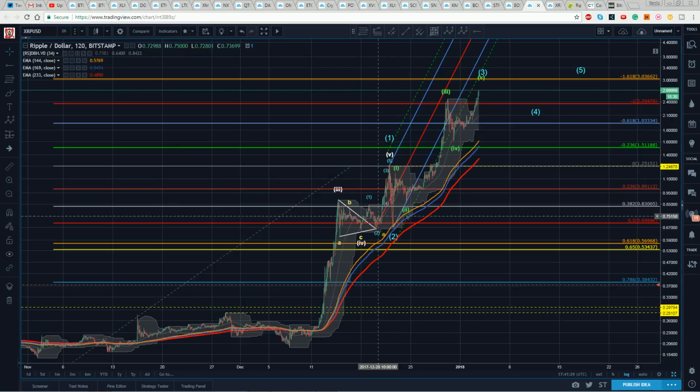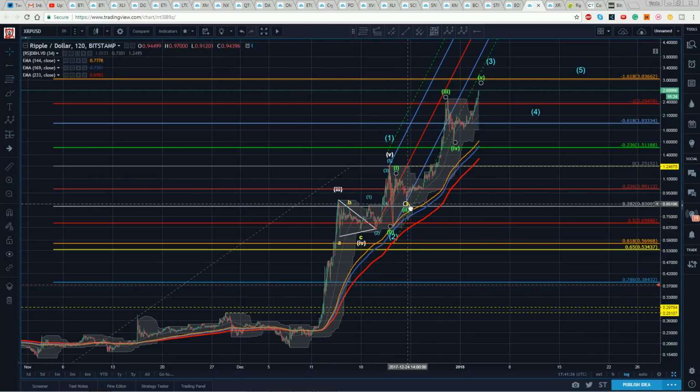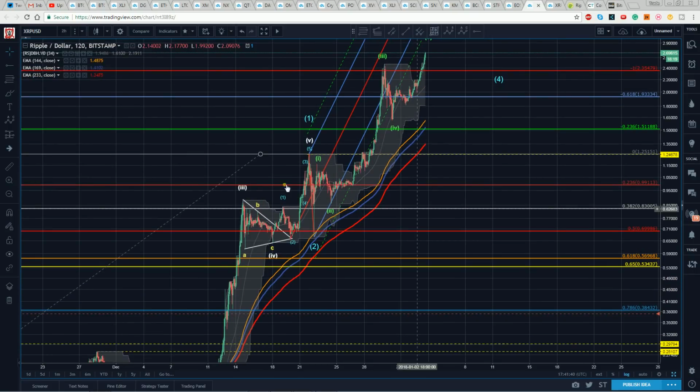Now, okay, so from our 2, we're expecting now 5-wave subdivision to complete our 3rd. Now from this 2, let me open it up again so you can see this. It's gone so far, it's hard to do it.